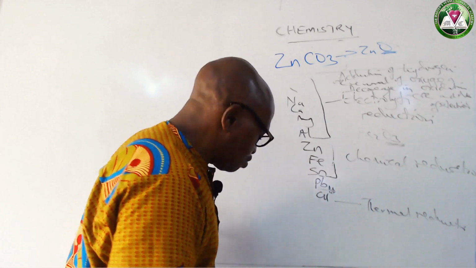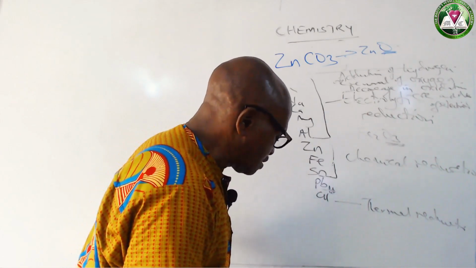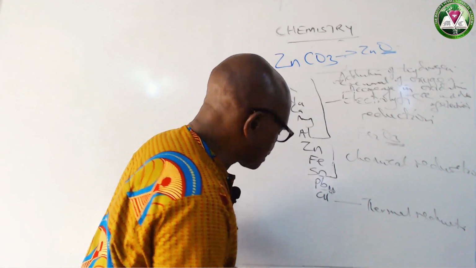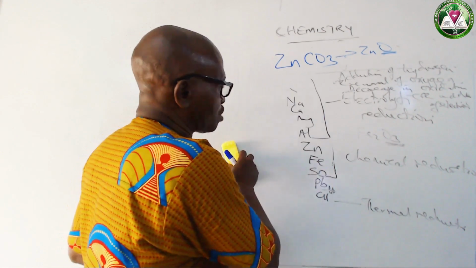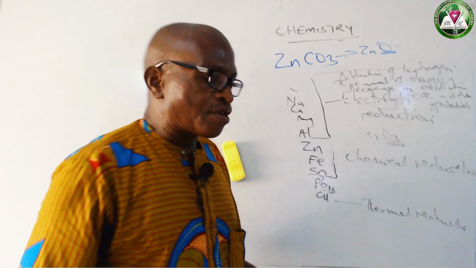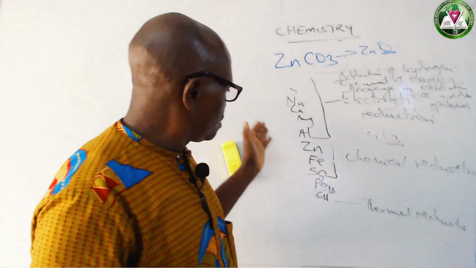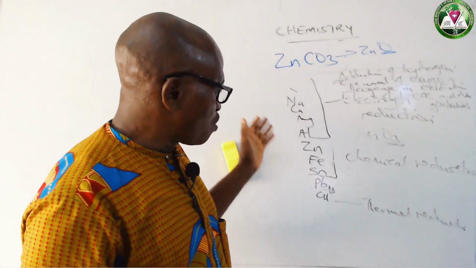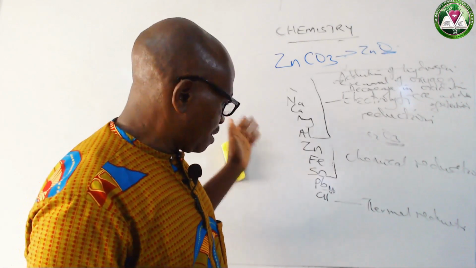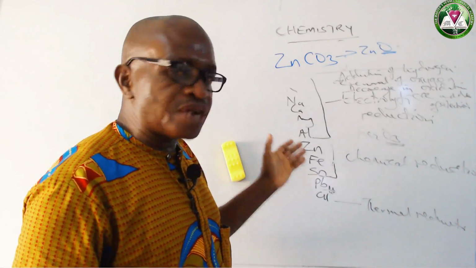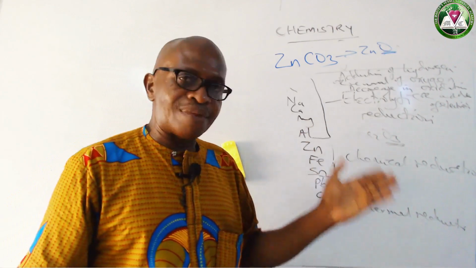We have seen that those very reactive elements are extracted by electrolytic reduction. The ones that are not very reactive, from zinc, you produce by chemical reduction. The ones that are very less reactive, you produce by thermal reduction.